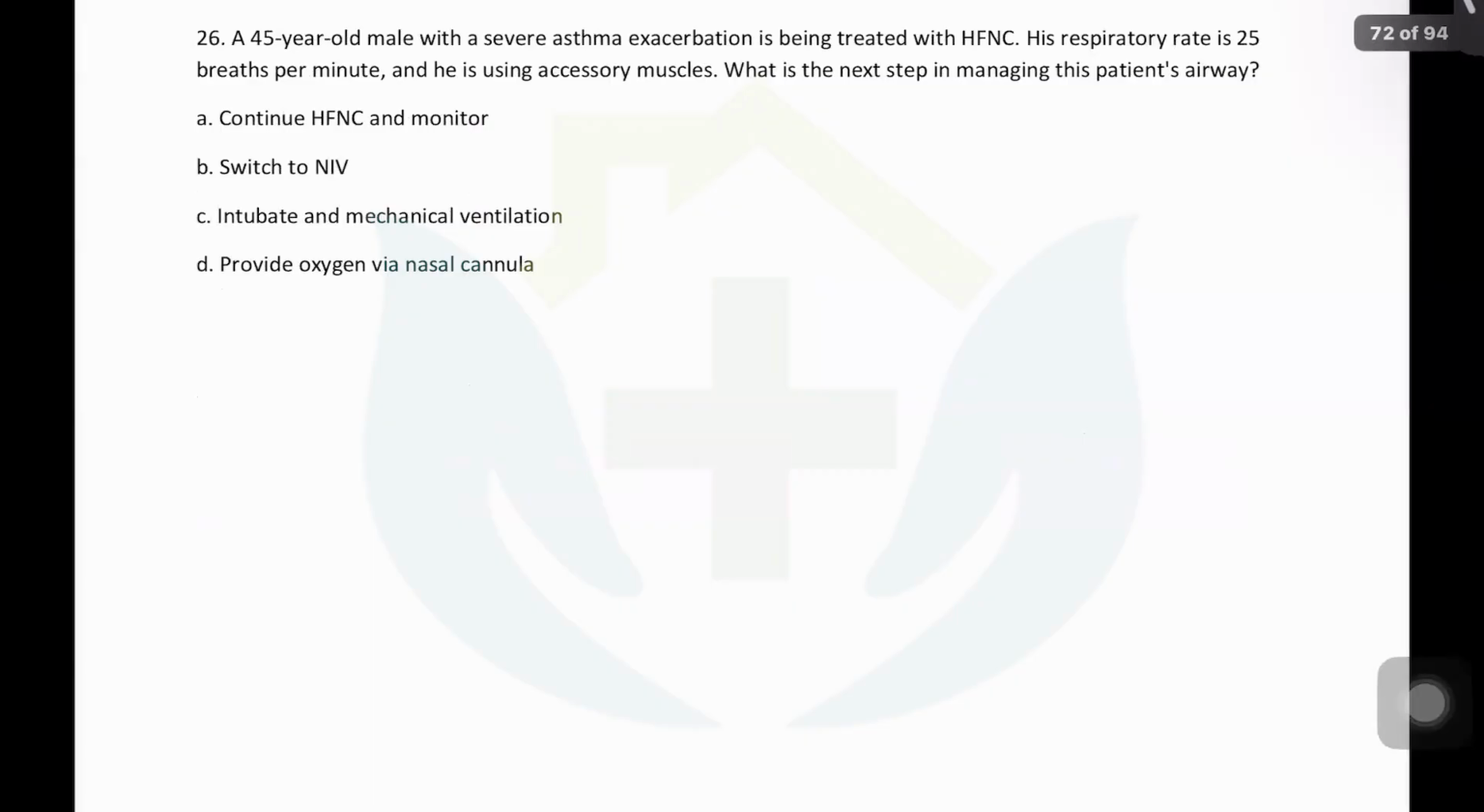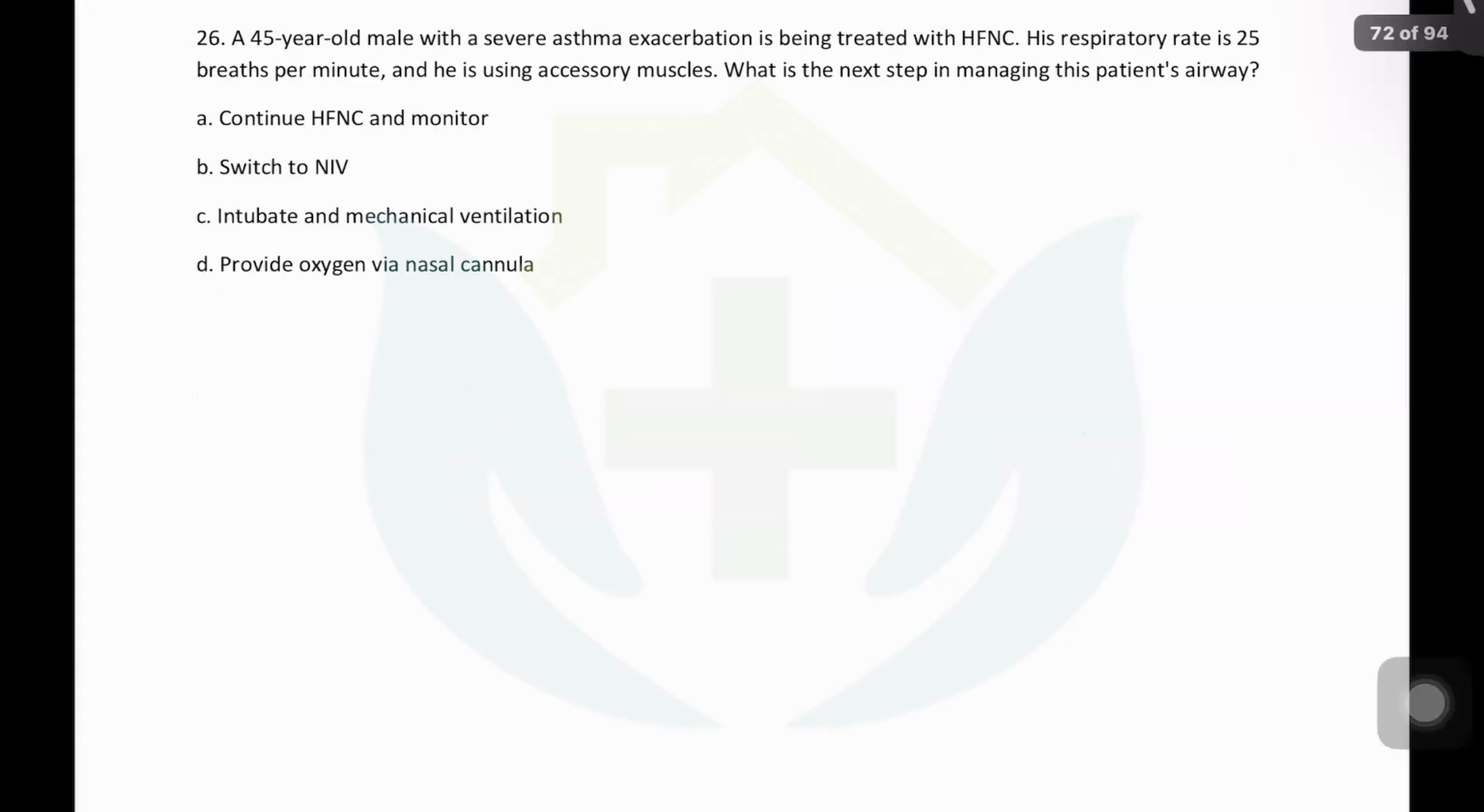Okay. A 45-year-old male with severe asthma is being treated with HFNC. Remember, this patient came to us and we put the patient on HFNC. Now, the problem is that this patient on HFNC is breathing at 25 breaths per minute and using accessory muscles. What is the next step?